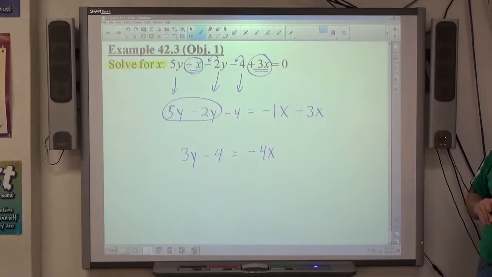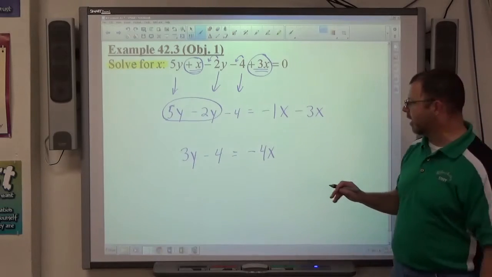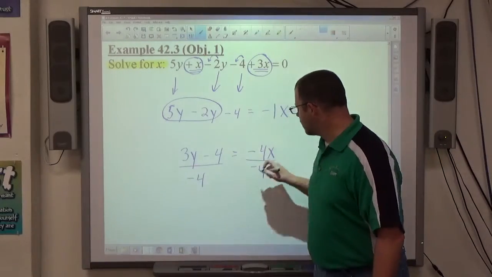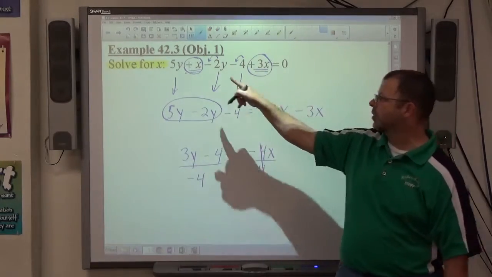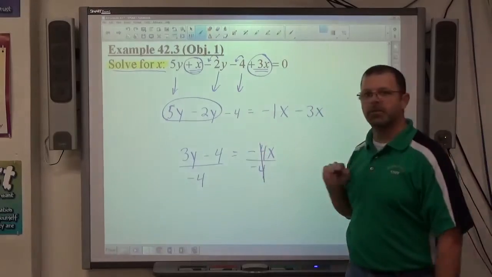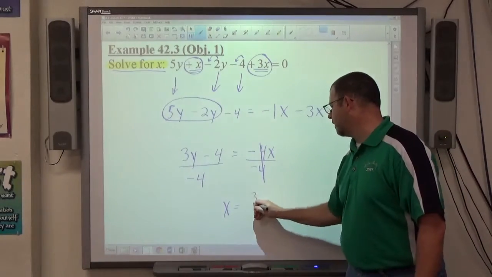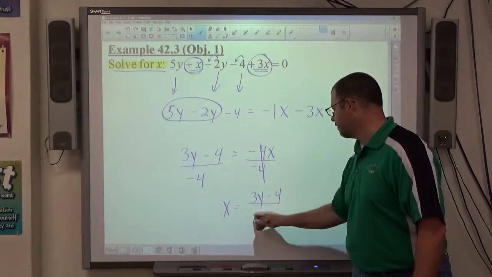At this point, 3y minus 4 equals negative 4x. We divide by negative 4. We always divide by whatever's in front of what we're trying to solve for. It says solve for x, so divide by what's in front of x. So the answer is x equals 3y minus 4 over negative 4.